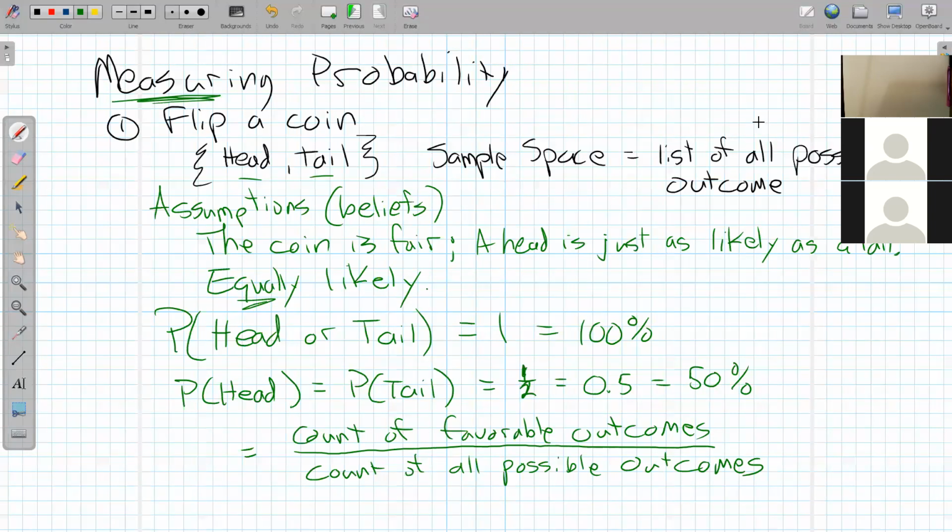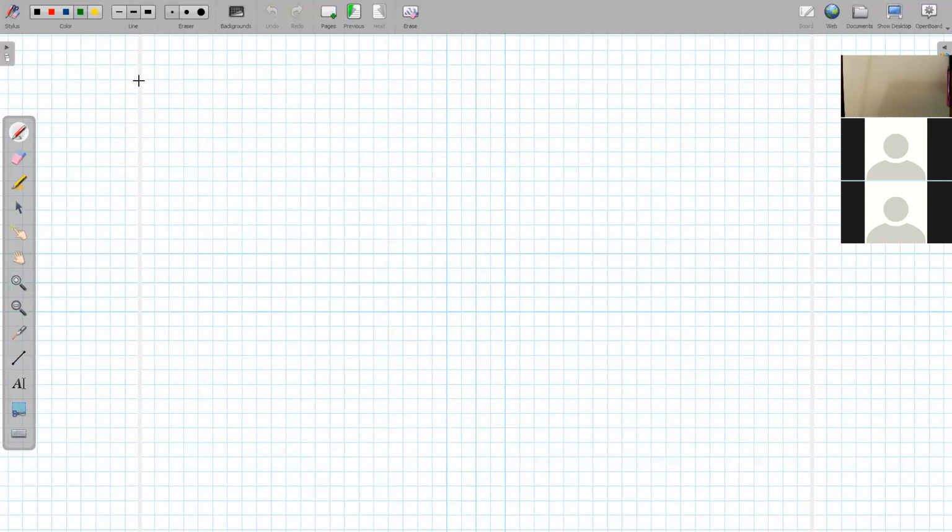And we can make the same thing happen for a 6-sided dice. So that's another example that's easily measurable. So 2, welcome Julian and Montse.